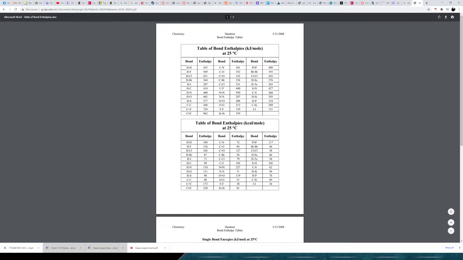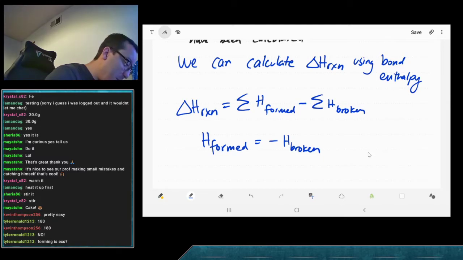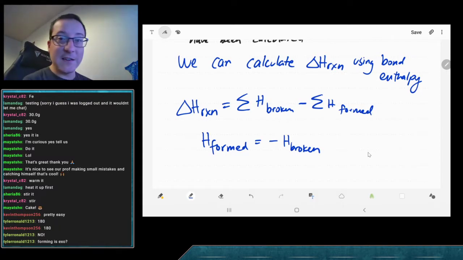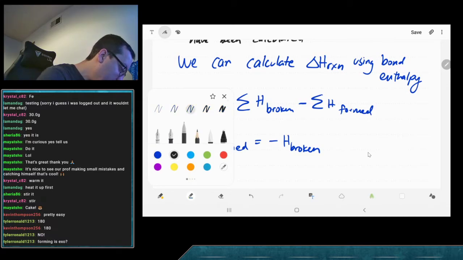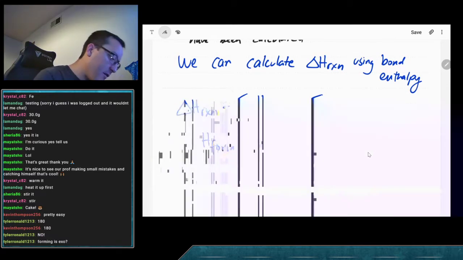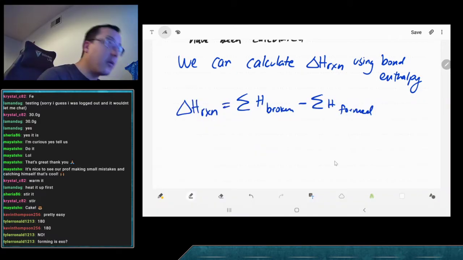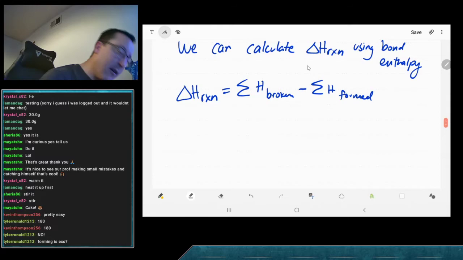Now that I think about it, I think I have this switched around. No, it should always be broken first. Broken, yes. Okay, in that case, we're just going to leave everything as it is. This negative thing will already be taken care of. So I'm going to erase this because I don't want you guys to get confused. So let's figure out what the delta H for this reaction is going to be.